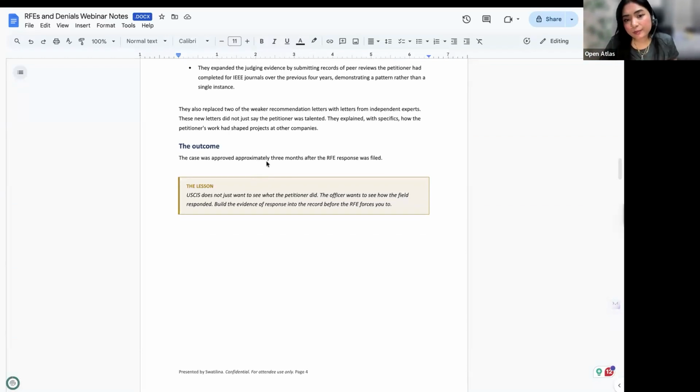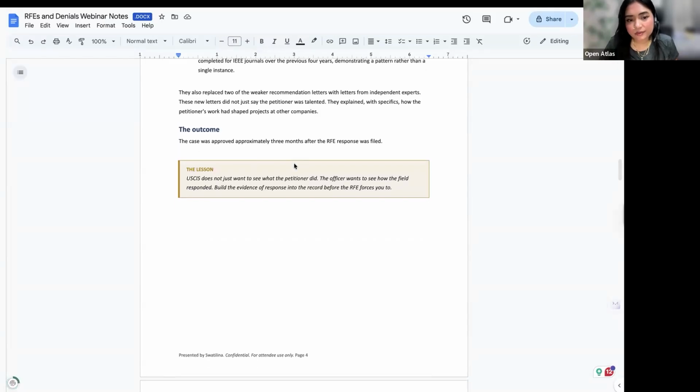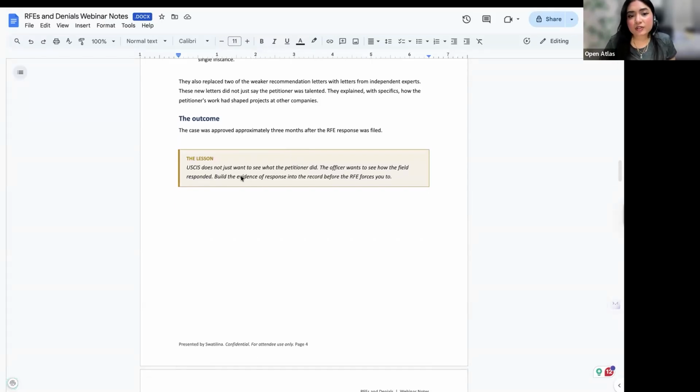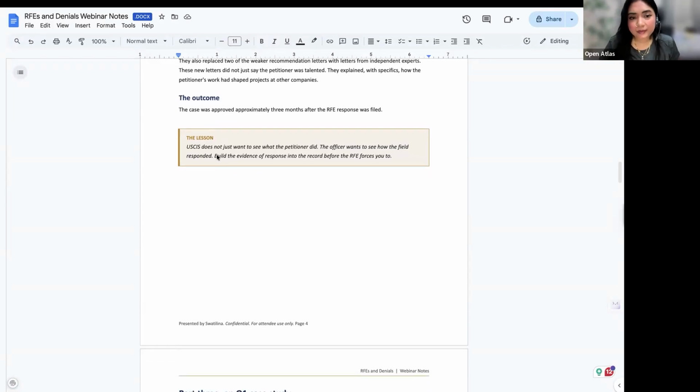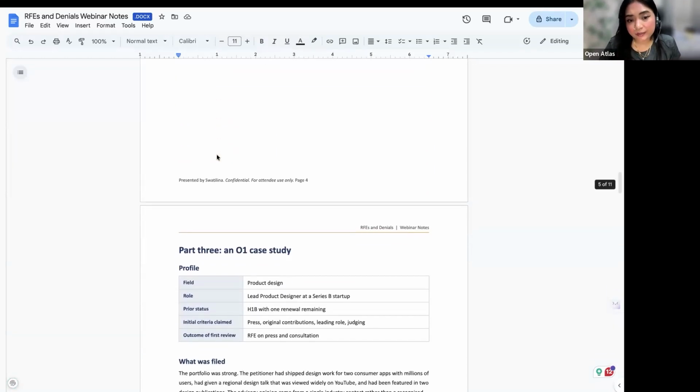So the case was approved approximately 3 months after the RFE was filed. And USCIS does not just want to see what the petitioner did, the officer wants to see how the field responded. Build the evidence of the response to the record before the RFE forces you to. So definitely you should be able to focus on two things whenever there is a response. Number one, how's the impact? Number two, how's the recognition? These two are very important for EB1A.